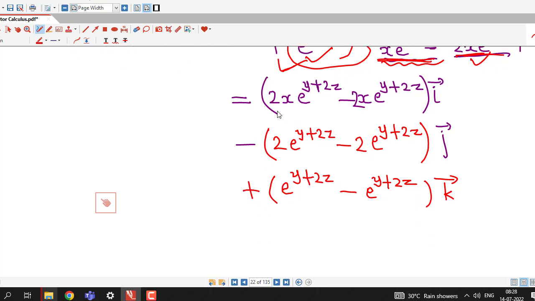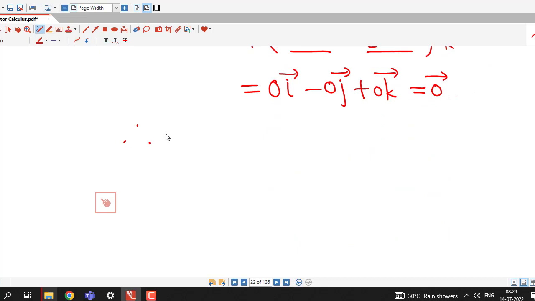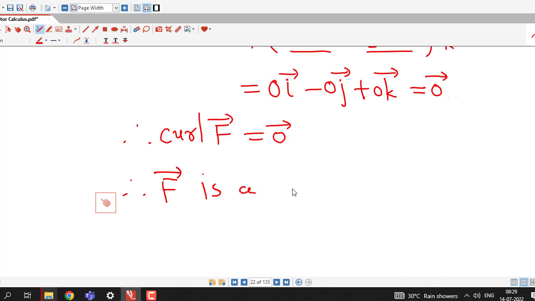And now we can see all these quantities are negative of each other. 2x e raised to y plus 2z minus 2x e raised to y plus 2z, that is going to be 0. Same thing here, 2 e raised to y plus 2z minus 2 e raised to y plus 2z, that is also 0, and these two also cancel each other. So we can see that curl of given vector field is 0 vector. Therefore, given vector field is conservative. So here, what we have obtained, curl of F bar is a 0 vector. Therefore, we have shown that F bar is a conservative vector field.